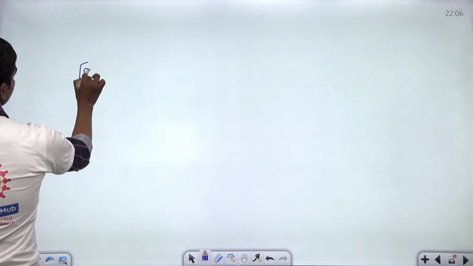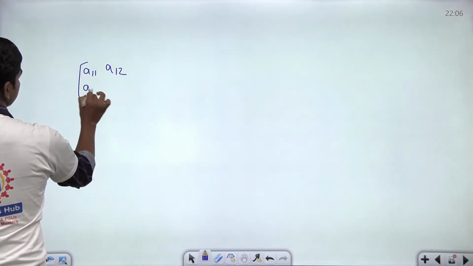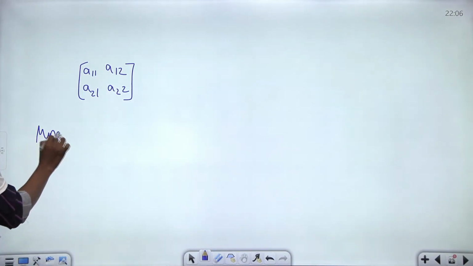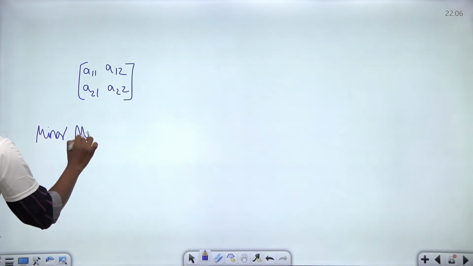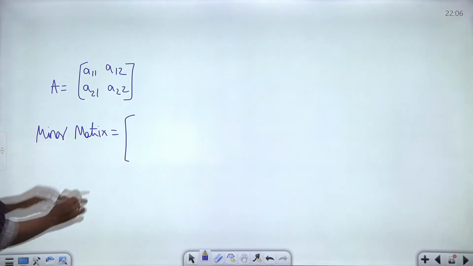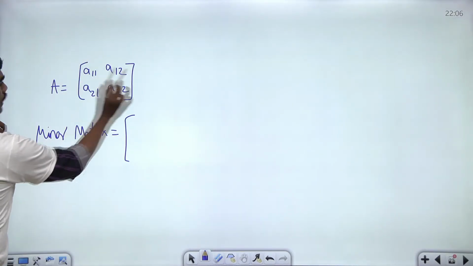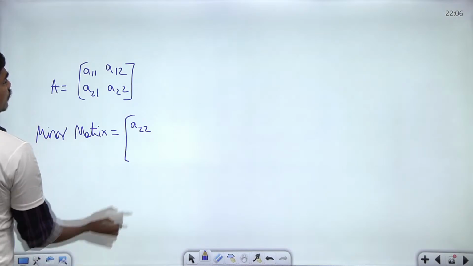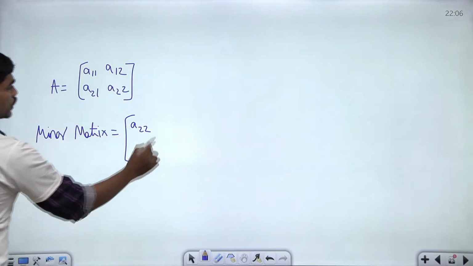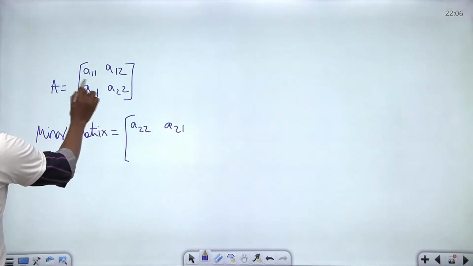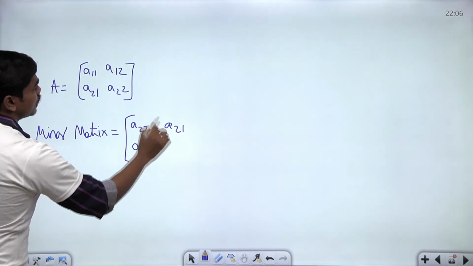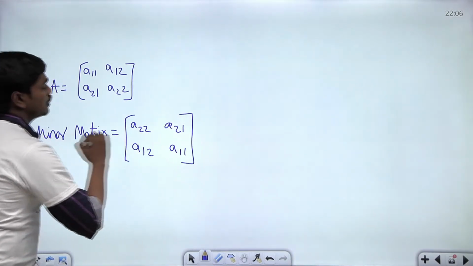See here. In simple case, if this is the matrix, then see carefully, minor matrix is nothing but, if this is capital A, look, if you want the minor of A11, you will be deleting this column and this row, so A22. Next, if you want the minor of this element A12, you will be deleting this column and the first row, so A21. Next, if you want the minor of this A21, if you delete this column and row, you will be having A12, and similarly here A11. This is the minor matrix.